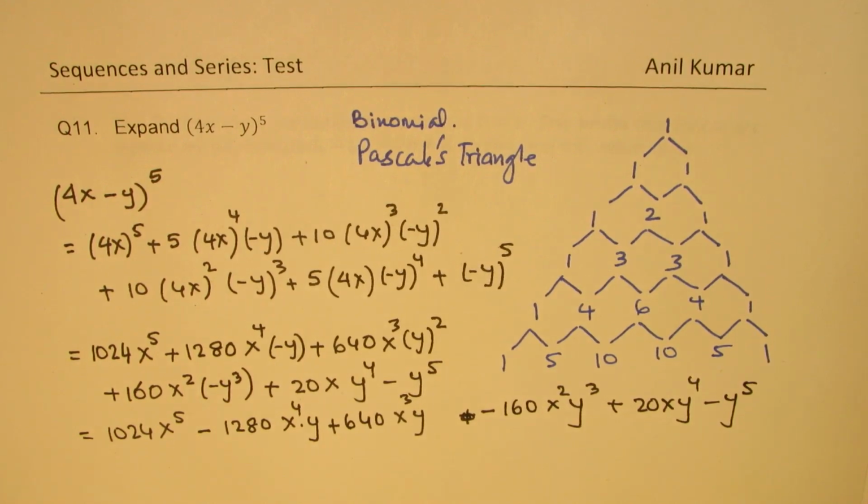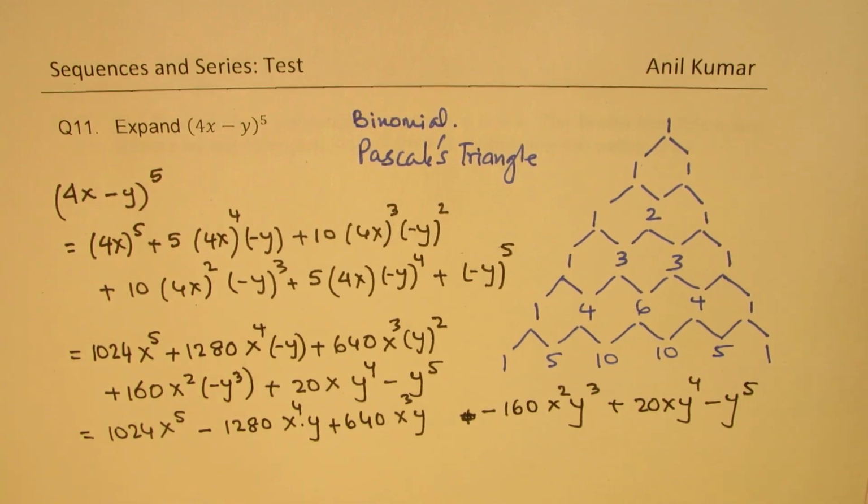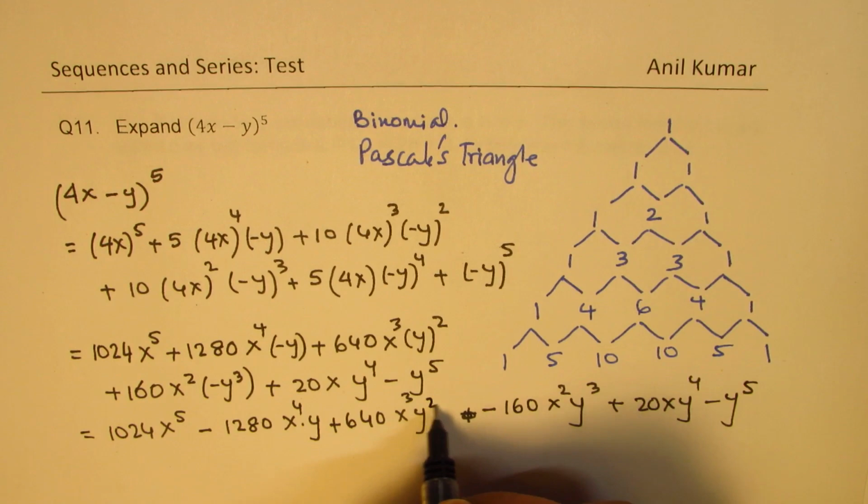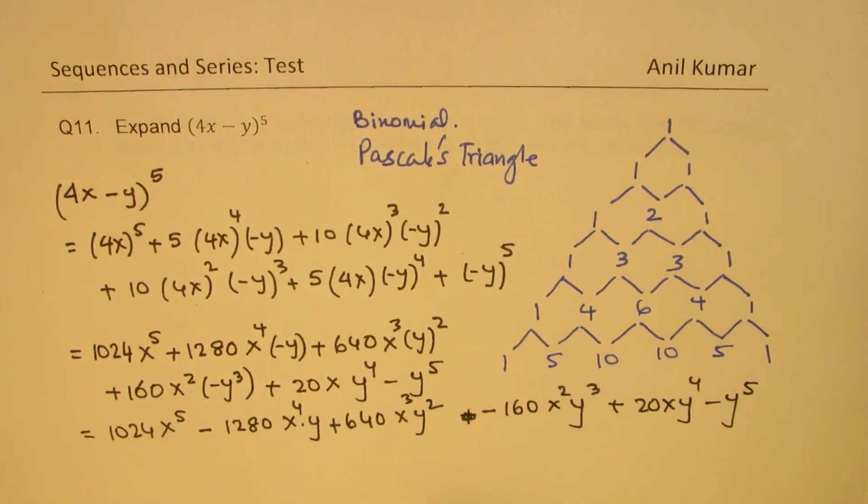Okay? So when you expand, this is what you will get. Alternate terms should be negative since you have minus y there. Perfect. And the sum of all these exponents will be 5. So here I think I missed 640 x cubed y squared. Okay. Sum will be 5, right? So it's good to check and rewrite.